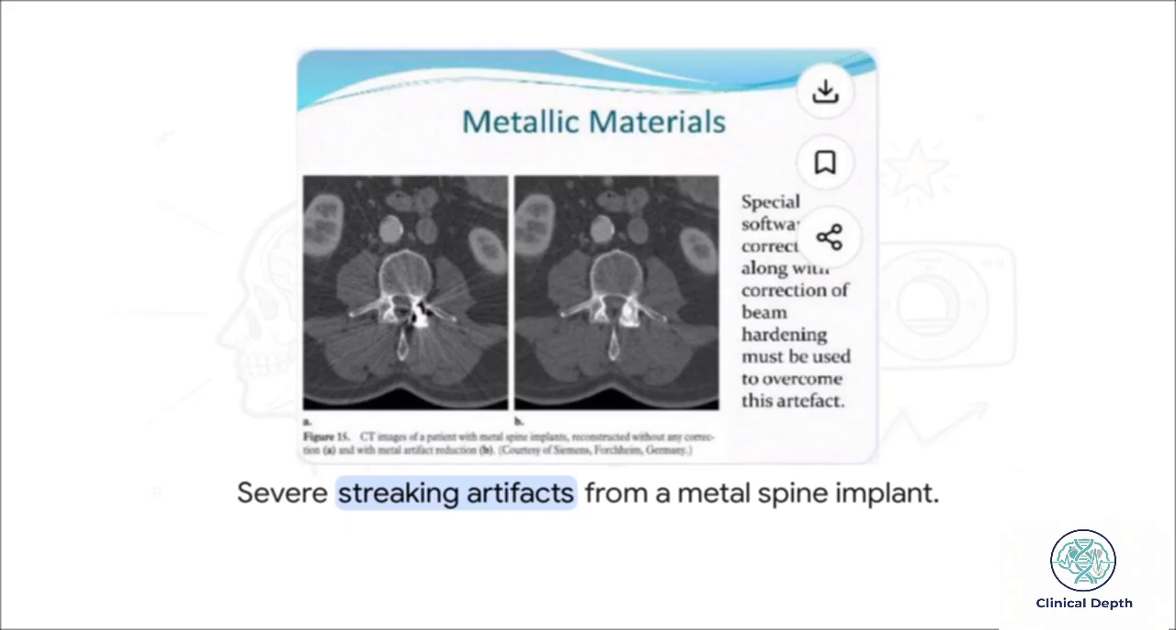Okay, take a look at this. This is a scan of a spine with metal implants. See all those bright streaks exploding outwards? Yeah, that's not supposed to be there. Those are artifacts. And they are so bad here, they could totally hide what a doctor needs to see, which pretty much makes the scan useless. This is the problem we're talking about.